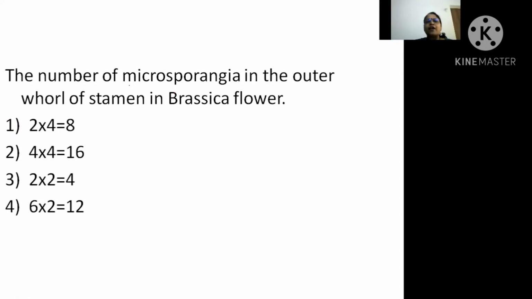The number of microsporangia, microsporangia means again pollen sacs, present in the outer whorl? Outer whorl means only two stamens will be there, because we have already studied that one flower has a total of six stamens, out of which four are present in the inner whorl and only two are present in the outer whorl.